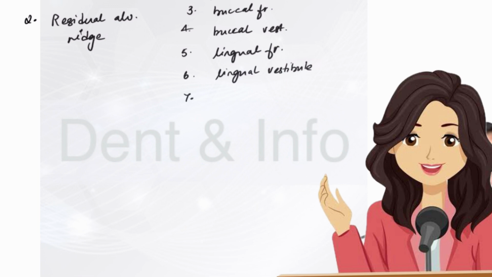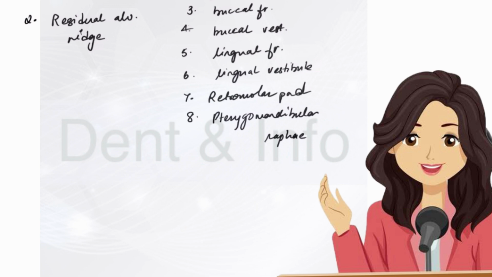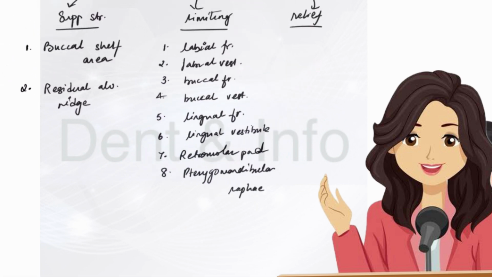Then posteriorly, like you had the hamular notch in the maxilla, you have your retromolar pad area present posterior to the third molar region, and you have your pterygomandibular raphe. Raphe will limit some part of your denture, so I include it in the limiting structures.